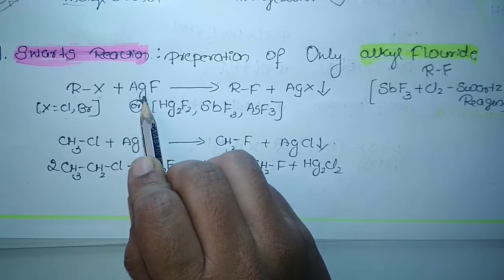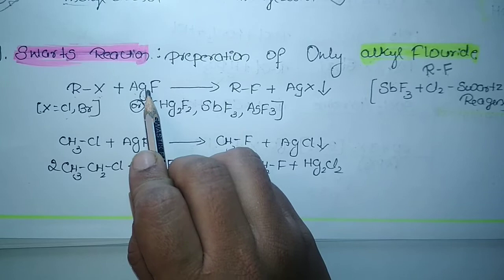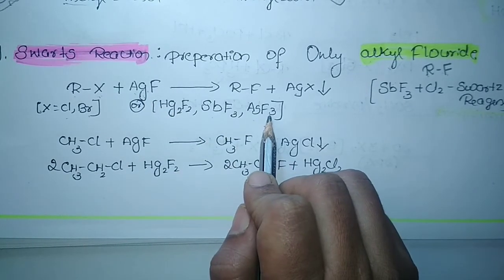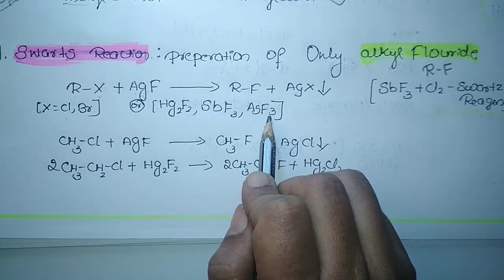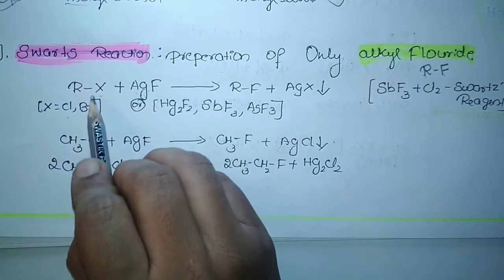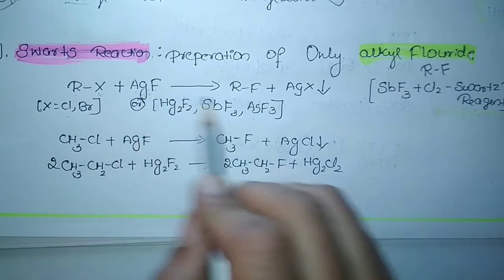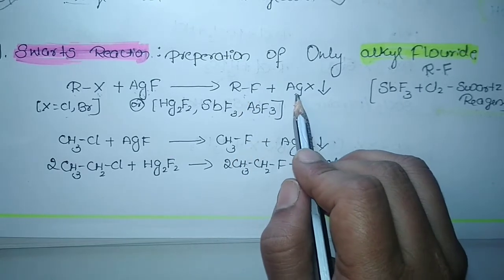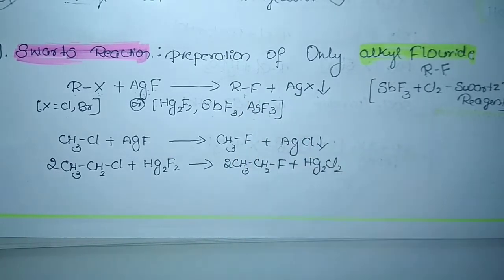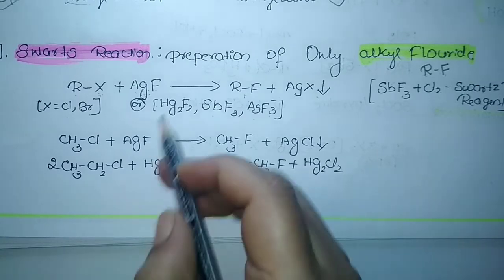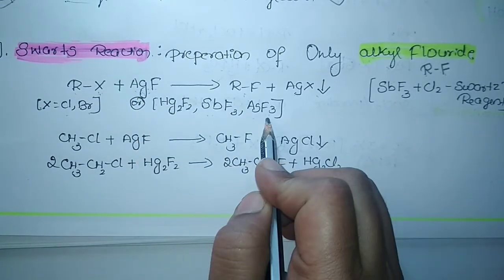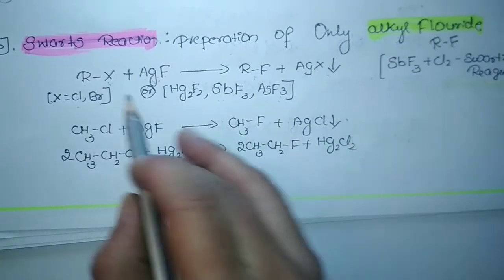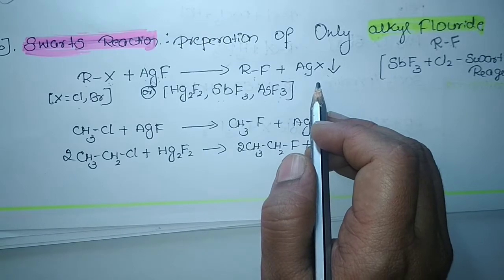Here I have taken a direct example. In place of silver fluoride, we can take mercury fluoride, antimony trifluoride, or arsenic trifluoride. It should be a metallic fluoride. Here again, the exchange of halogen will occur and it particularly gives the alkyl fluoride with the precipitation of a silver halide. Repeating, here we need to take particularly the metallic fluorides. Out of the four we can take any metallic fluoride. So this is the general representation of a Schwarz reaction.